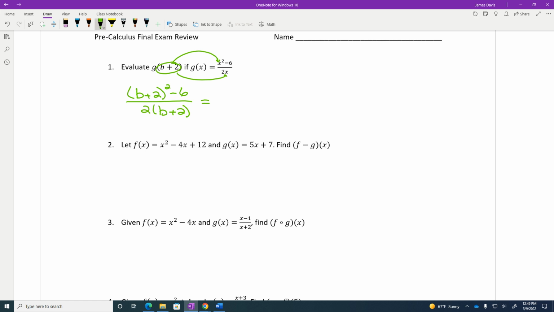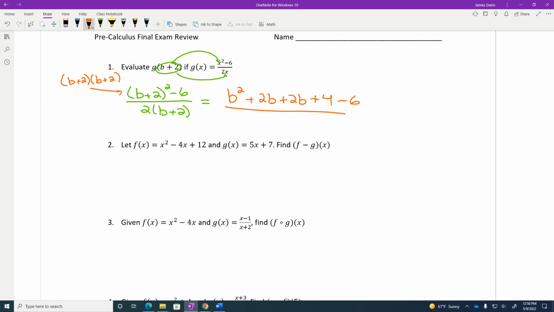With this top one, this (b plus 2) squared, it's not just b squared and 2 squared, right? Just remember, this is the same as b plus 2 times b plus 2, when you've got a binomial squared like that. So we're going to FOIL this. It's going to give us b squared. Outer gives us plus 2b. And there's plus 2b as well. And last is plus 4. And then we still have this minus 6.